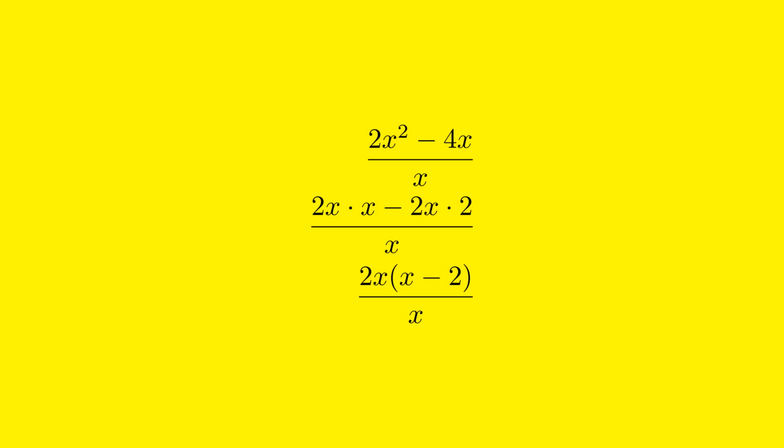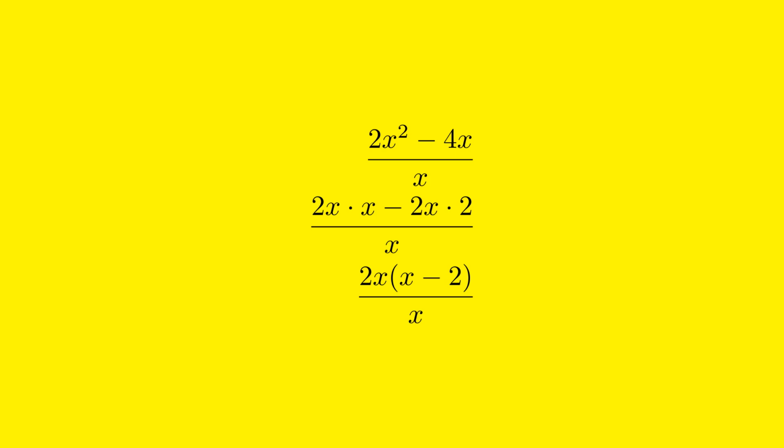A common factor is a value that can be divided evenly into each term of an expression. Here, the common factor in 2x squared and minus 4x is 2x. Let's factor out the common factor 2x from both terms in the numerator. Factoring out means to express the terms as a product of the common factor and another term.